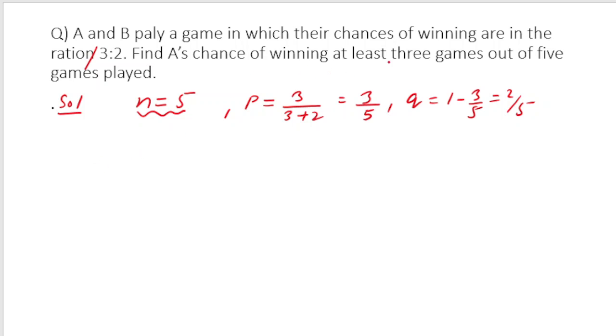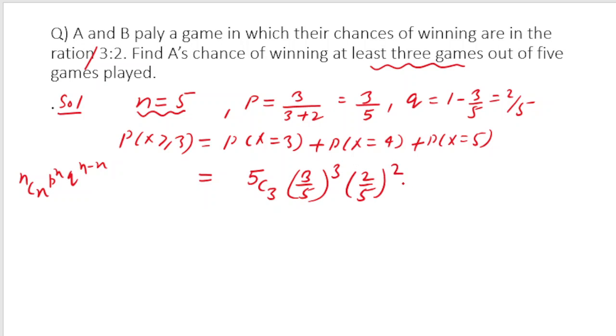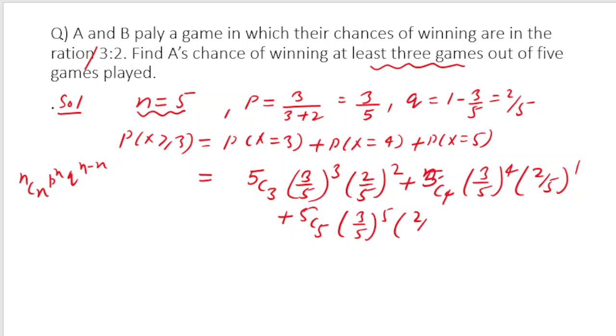Now, what is the probability of A winning at least 3 games? So at least 3 games means what? That we have to calculate the probability for X greater than or equal to 3. Yes or no? So it can be considered as probability of X equal to 3 plus probability for X equal to 4 plus probability for X equal to 5. So for 3, what is the formula? I hope you remember, NCX P to the power X Q to the power N minus X. Here N is 5, so 5C3, probability of success 3 by 5 to the power 3, and probability of failure 2 by 5 to the power 2. Then 5C4, 3 by 5 to the power 4 and 2 by 5 to the power 1, and plus 5C5, 3 by 5 to the power 5 and 2 by 5 to the power 0.